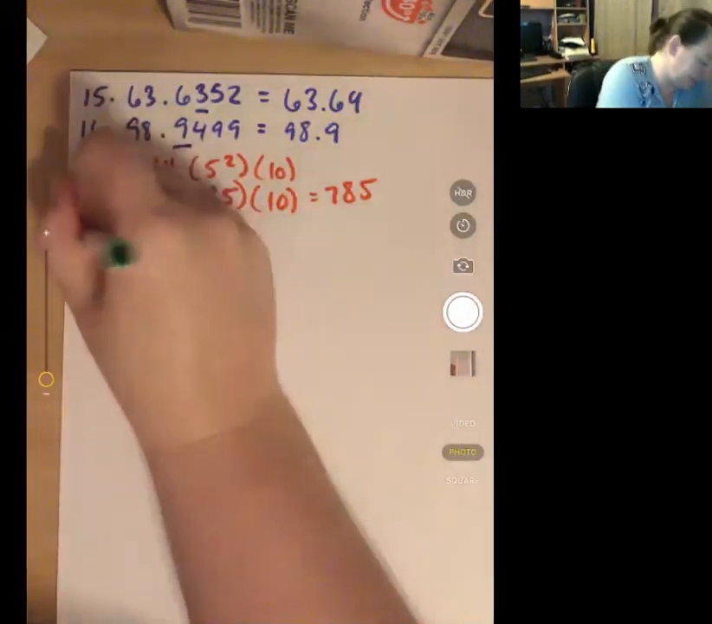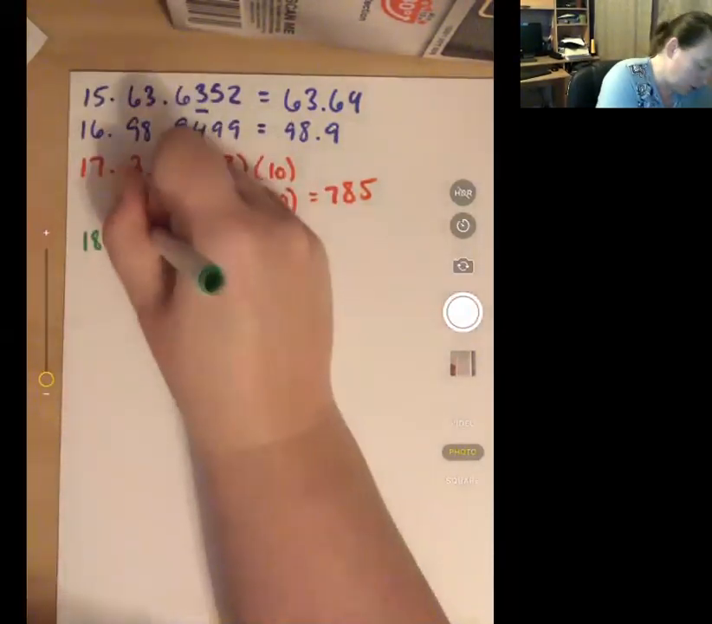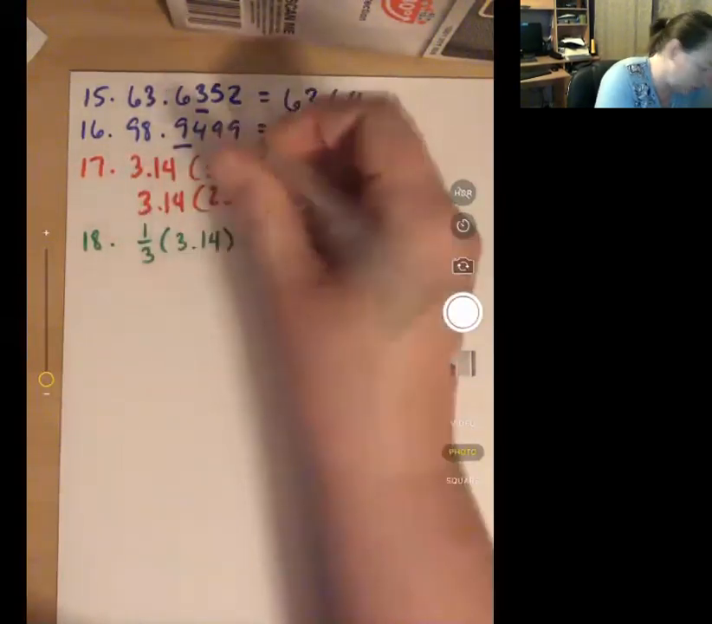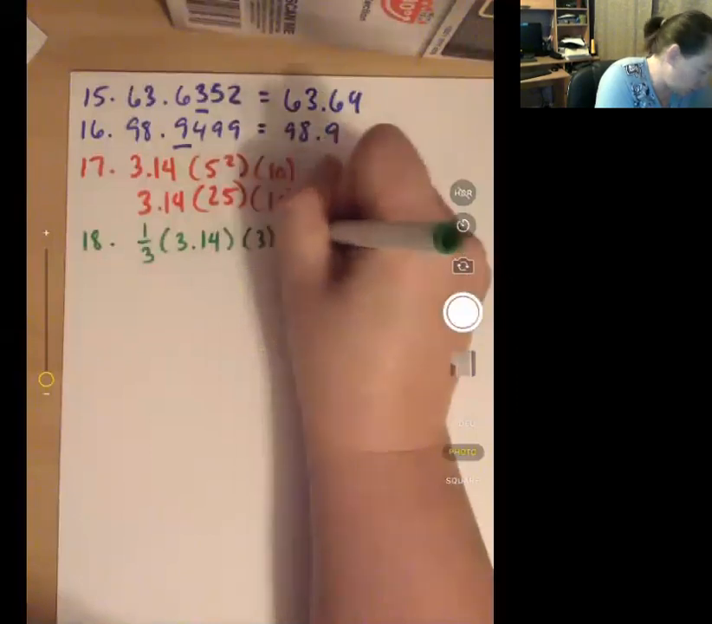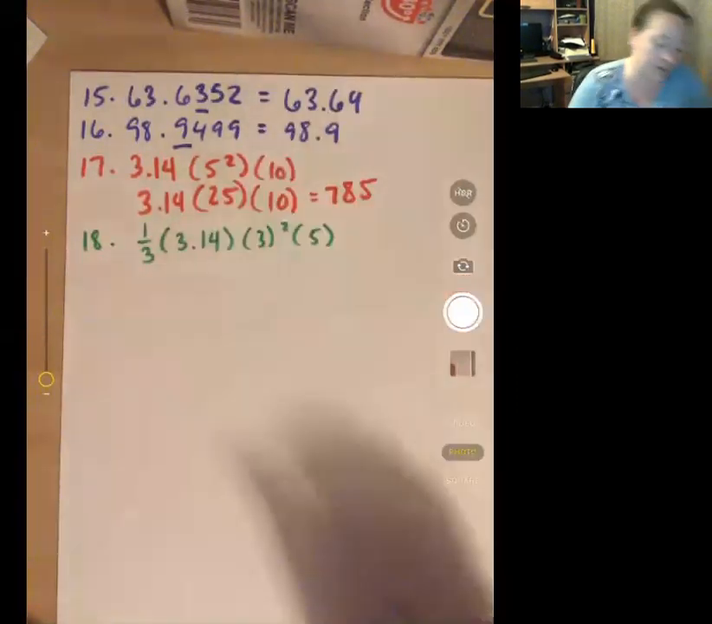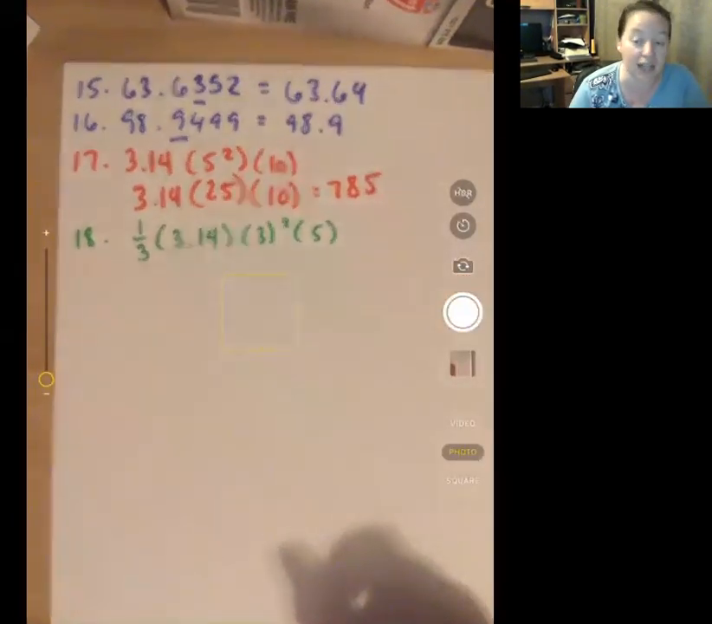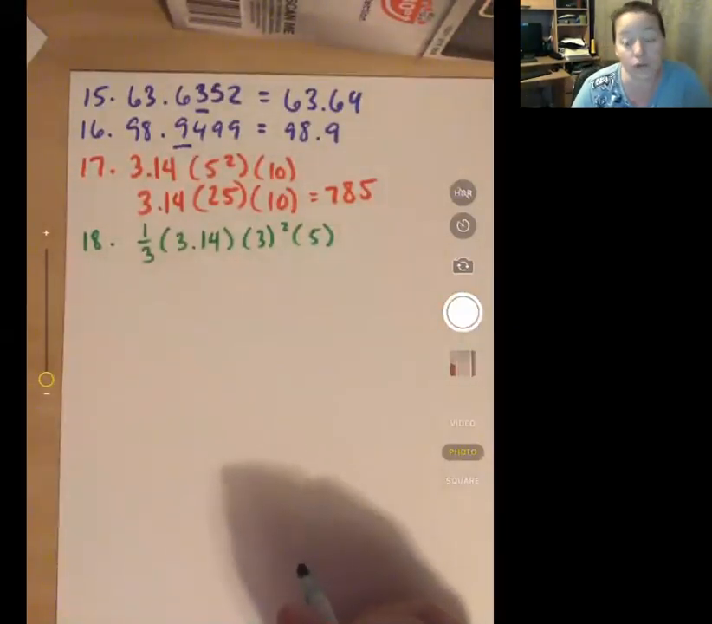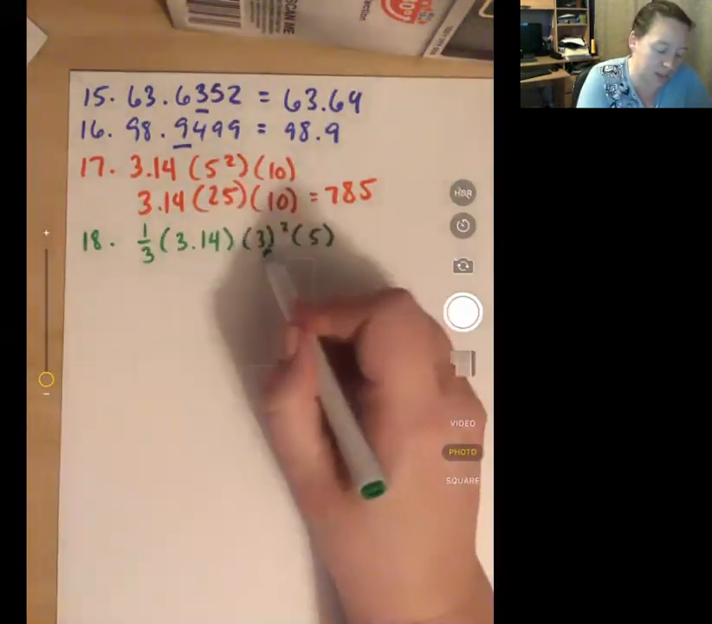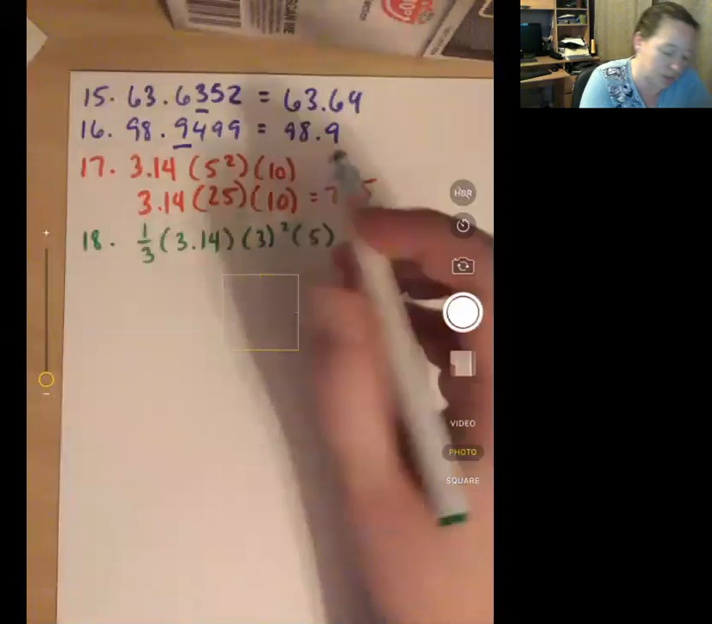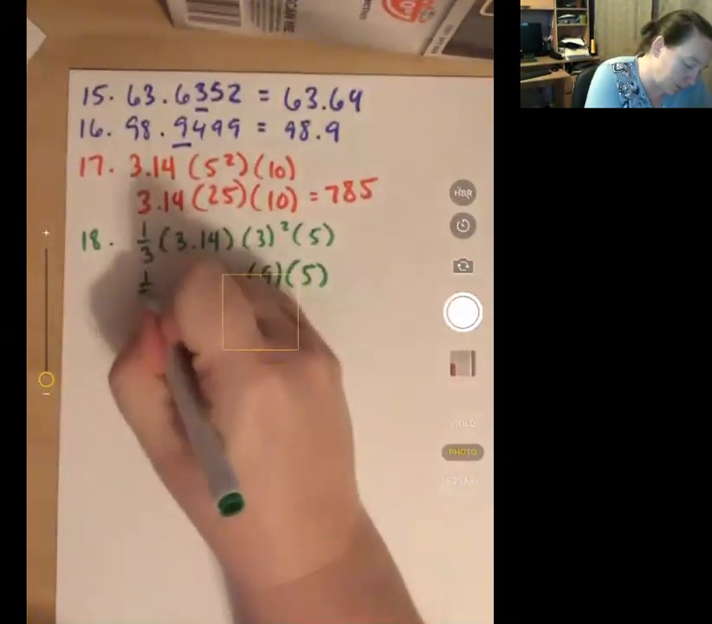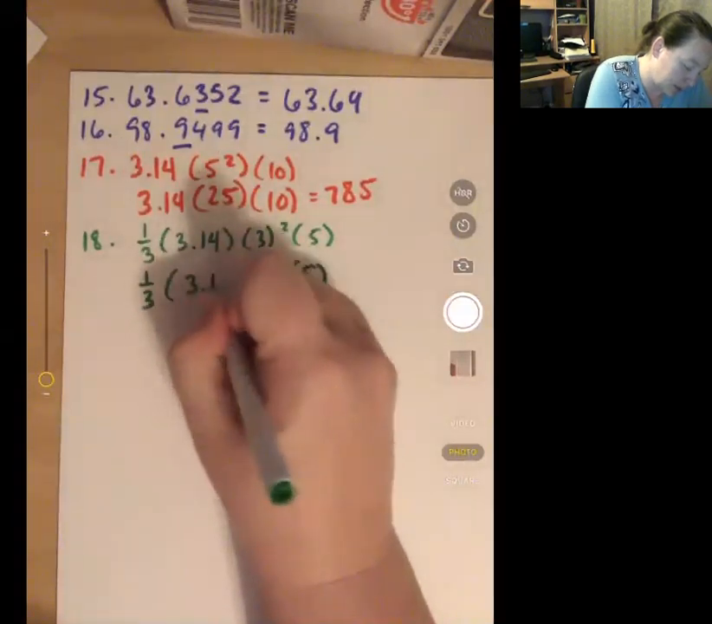Number 18. 1/3 times 3 and 14 hundredths times 3 squared times 5. Once again, we do not have any set that's in parentheses. So we are going to go to our exponent. 3 times 3, which is 9. And then I'm going to build everything else up around it.